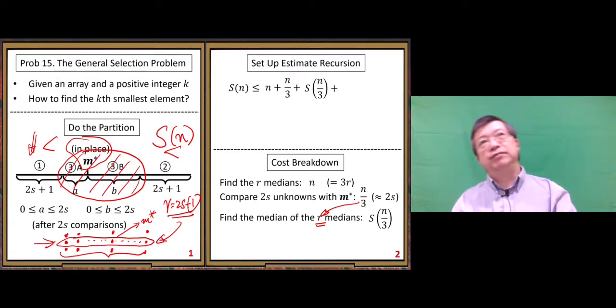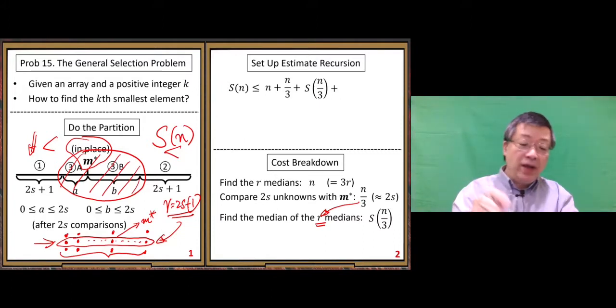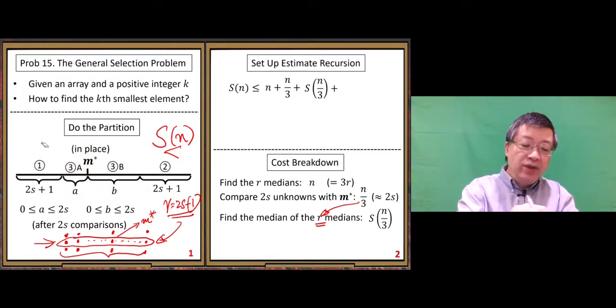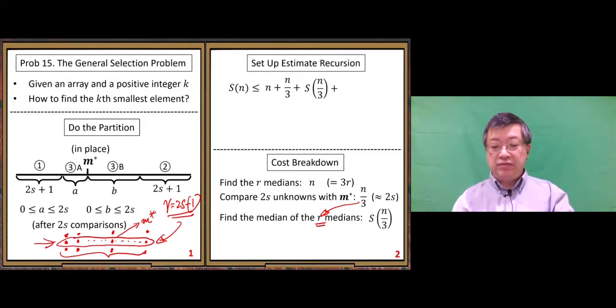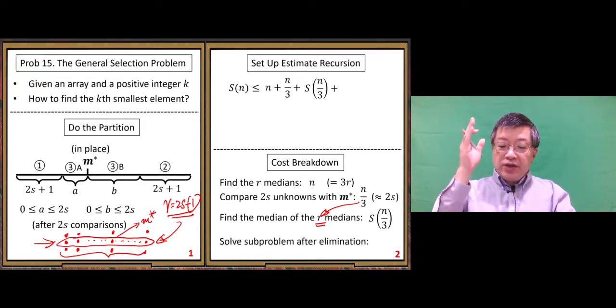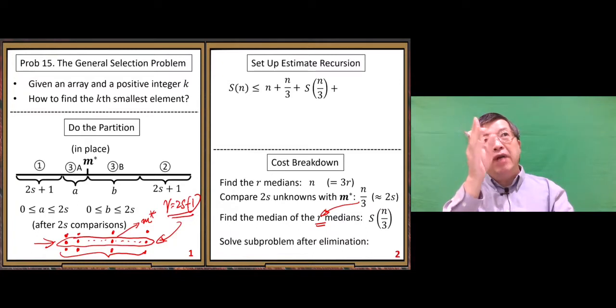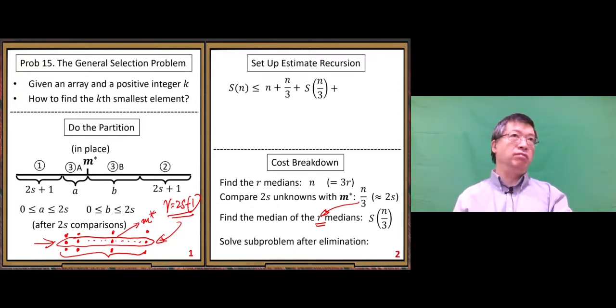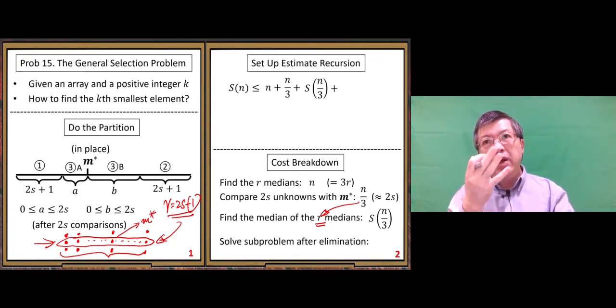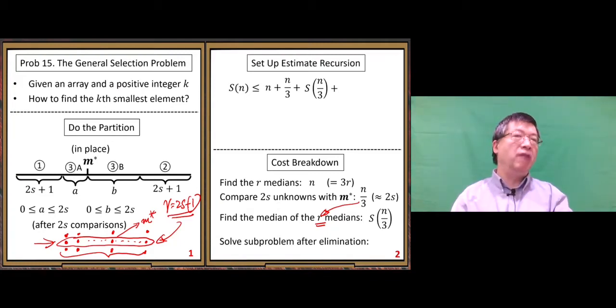Finally, the last term we need to estimate. Finally, elimination, right? After we finish the partition step, we need to eliminate some part of the elements. So after elimination, we have a subproblem left. So we need to solve that subproblem. But to solve that subproblem, we need to know approximately what is the problem size of it.